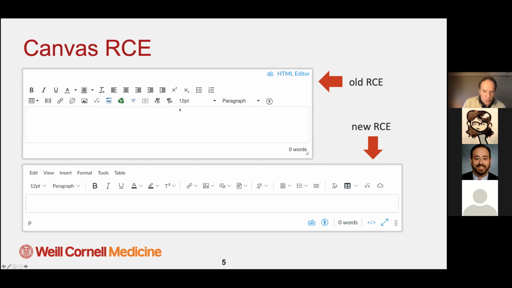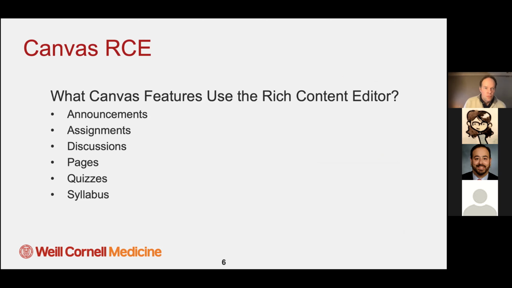And then I think what looks the most different is you've got this menu at the top here that just allows you to do a little bit more keyboarding around if you know your keyboard shortcuts. So where in Canvas can you use the rich content editor? I've got that listed here. Basically anywhere that you need to put in some rich content and text.